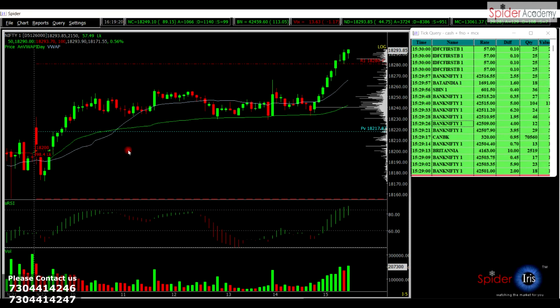As we can see here, one of the green candles is touching VWAP and anchored VWAP and closed above the anchored VWAP. At that point of time, we can see the smooth RSI has changed from the red to the green zone, and it is around the 60 level.